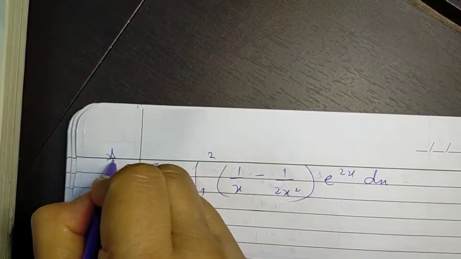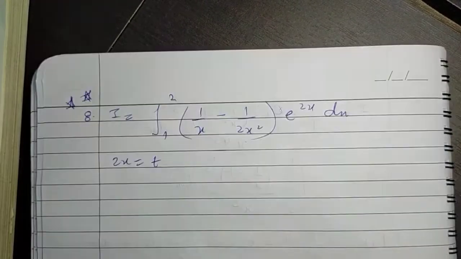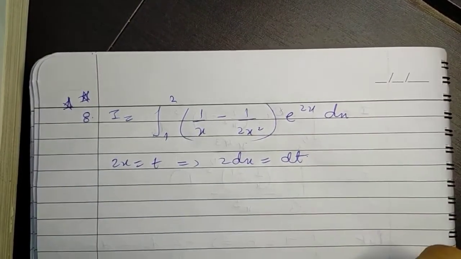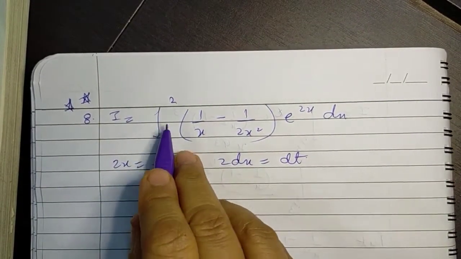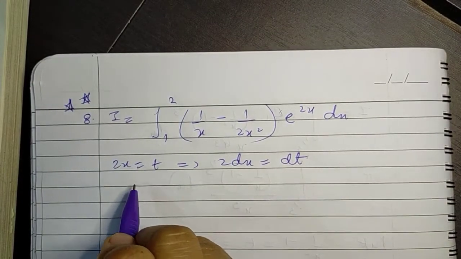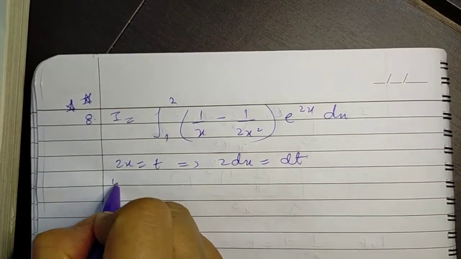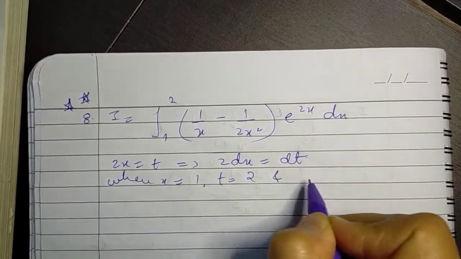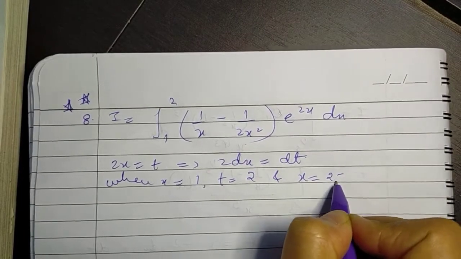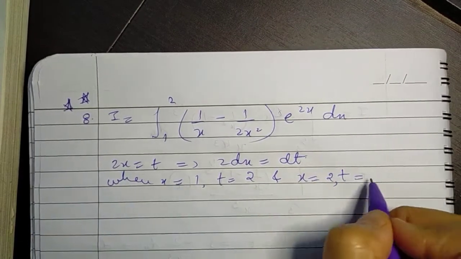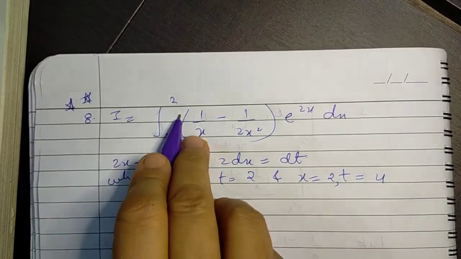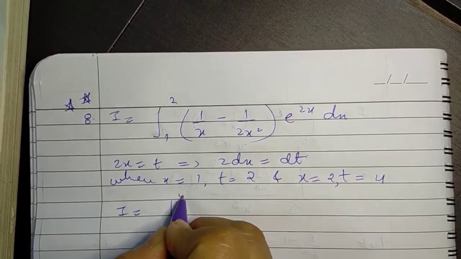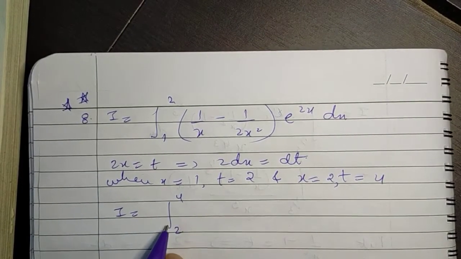This is another very important question. Now you put 2x as t, we get 2 dx as dt. Now again, since it's a case of definite integral, we will find the new limits. So changing the limits, when x equals 1, t is equal to 2, and when x equals 2, t is equal to 2 into 2, which is 4. So the new limits are from 2 to 4. Now I becomes equal to the integral from 2 to 4, and clearly these are limits for t.